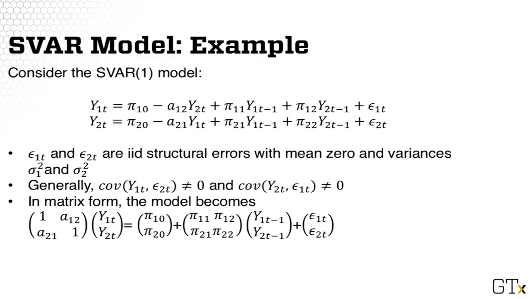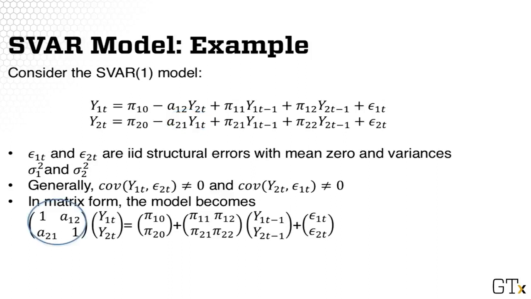This is an example of a bivariate VAR(1), with p equal to 1, model. As provided in this example, Y1t depends on a contemporaneous Y2t, since in the equation for Y1t, the coefficient A12 is non-zero. The same holds for Y2t, which depends on a contemporaneous Y1t through the coefficient A21. The error terms are assumed to be independent but with different variances.